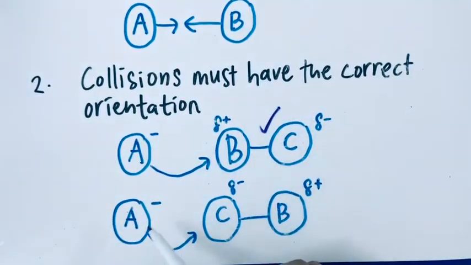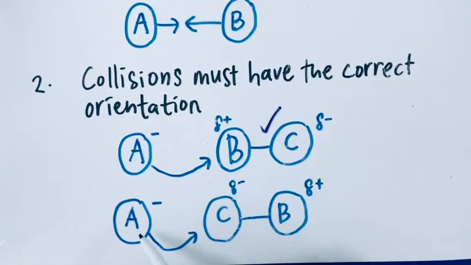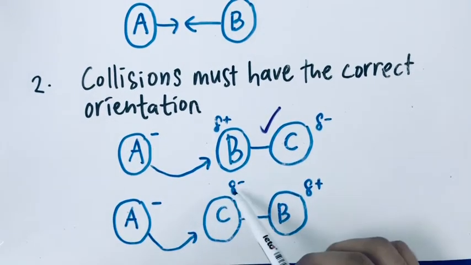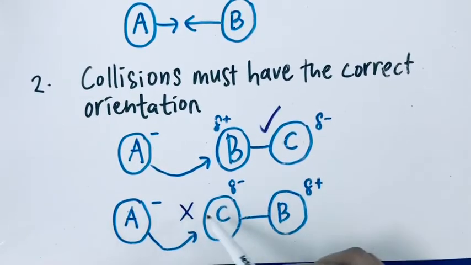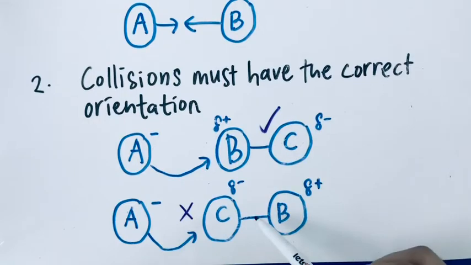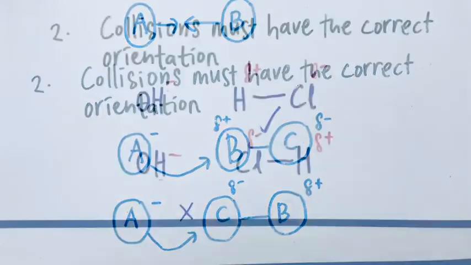And in another case, the negatively charged ion cannot be attracted to the partially negative ion here. So there will be repulsion between these molecules. So there will be no bond breaking or formation for these reactants. So there will be no formation of products.